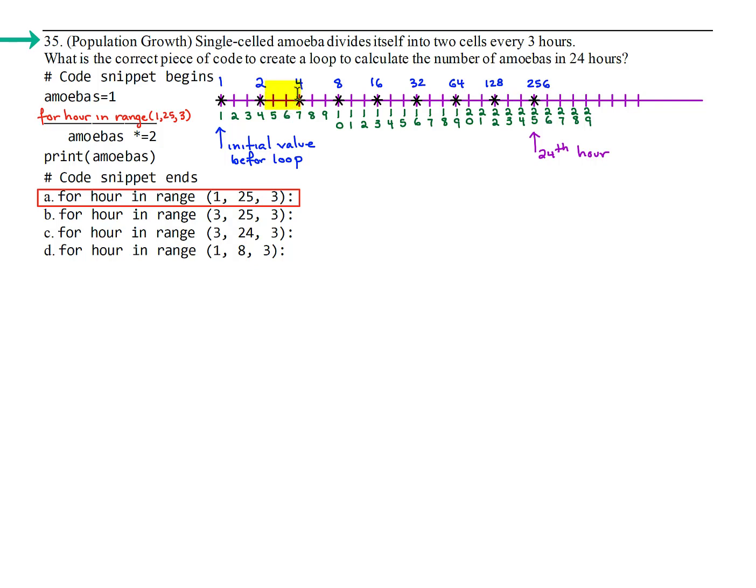1, 2, 3 hours is another 3-hour period. So it looks like the answer is A. When you do that, you should have 256 at the end of the 24th hour. So this block here represents the end of the 24th hour starting here.